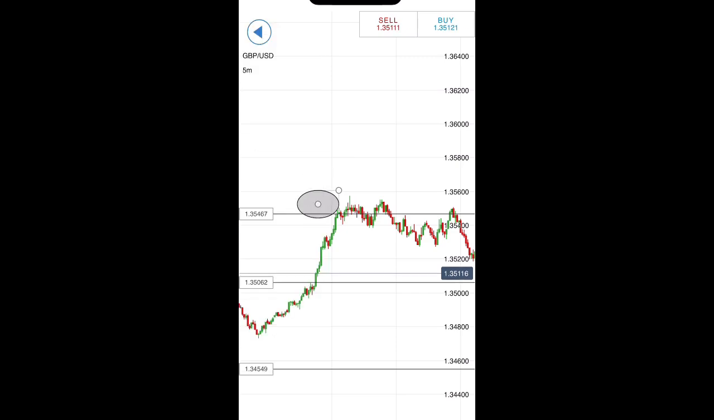Okay, and we'll just select it so we can move around and demonstrate. So this is where we entered. This was our target profit of 40 pips. And this was the closing price of New York on Friday. So let's just see what happened.